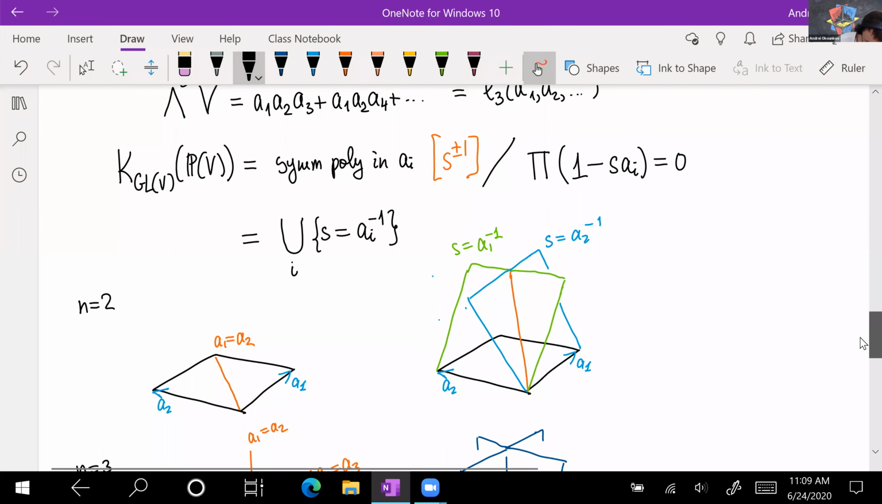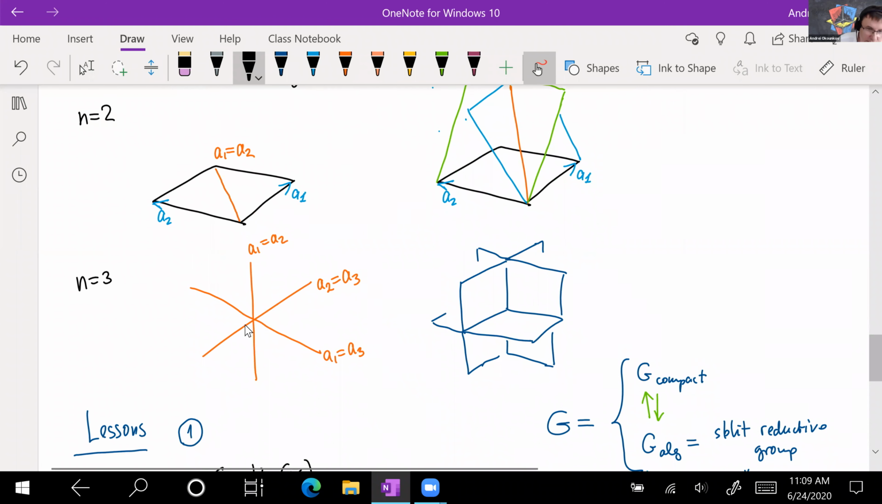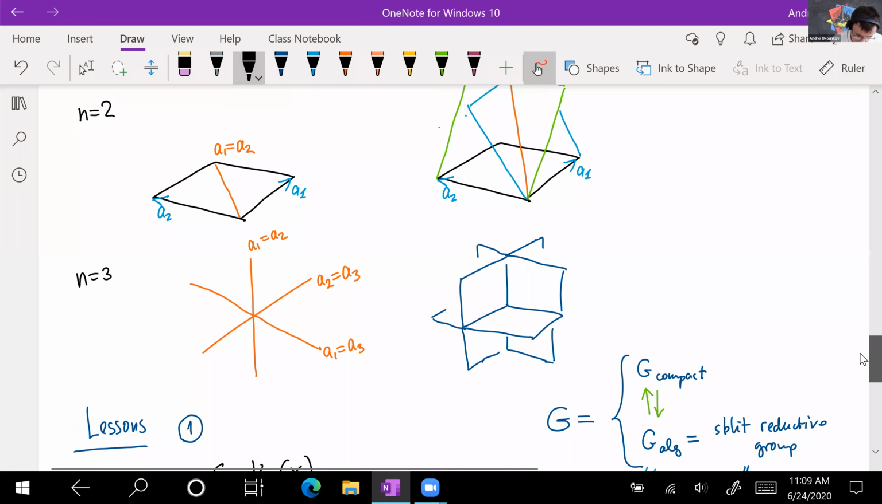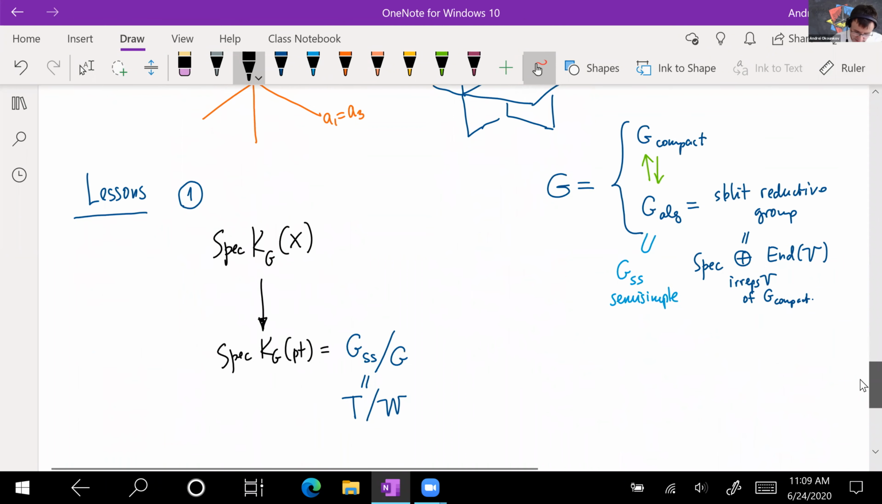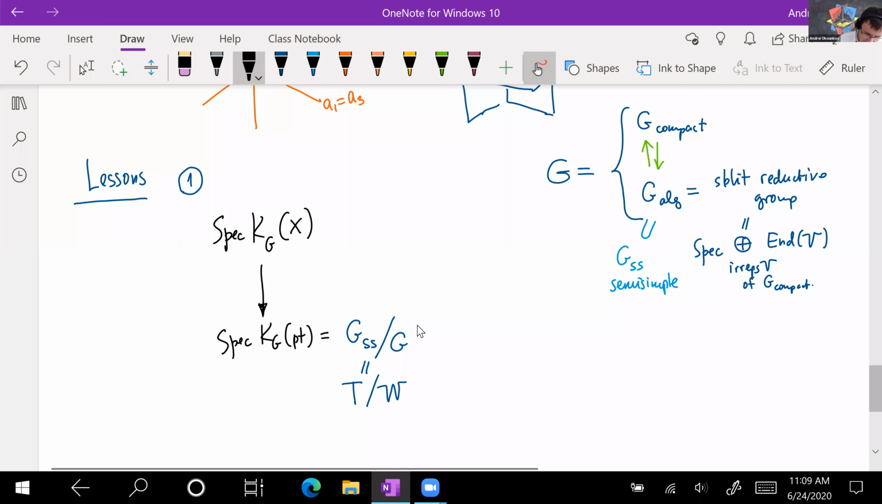When we had this picture here, there was a certain stratification. There was one generic stratum where all the eigenvalues were different. There was a stratum where two eigenvalues came together, and then there was a stratum where all of them came together, and the spectrum of equivariant K-theory looked different over the corresponding points. And so what is the stratification?